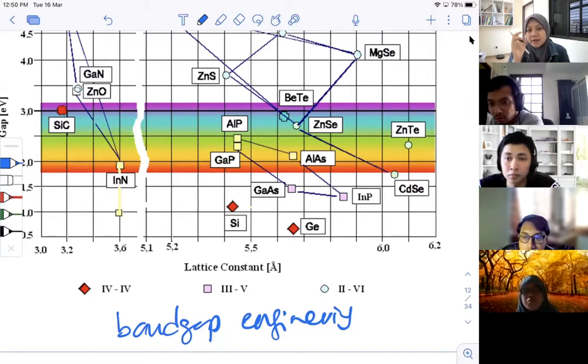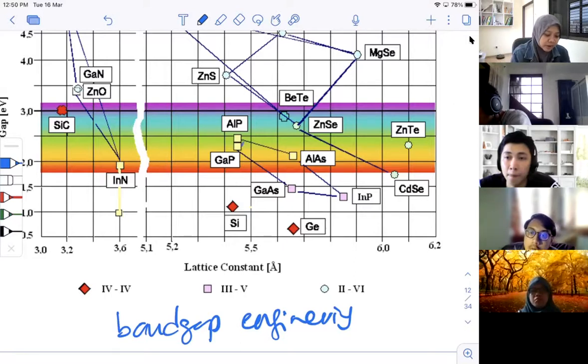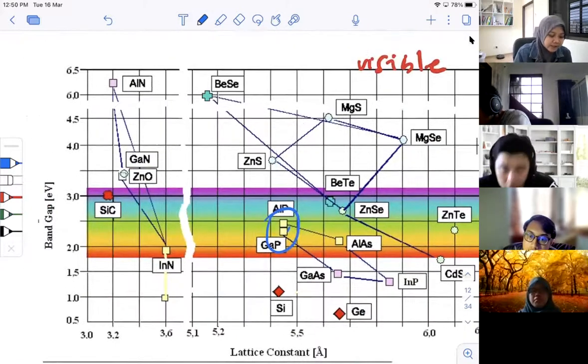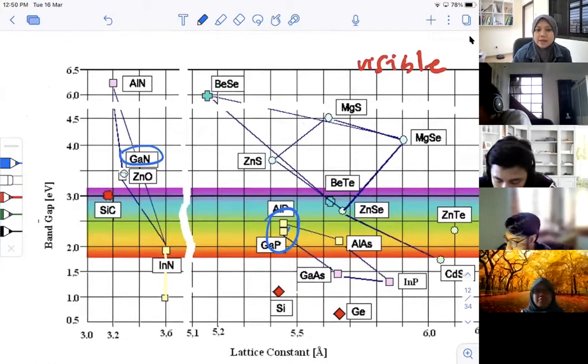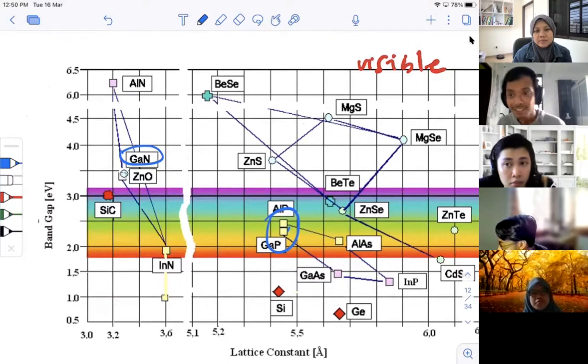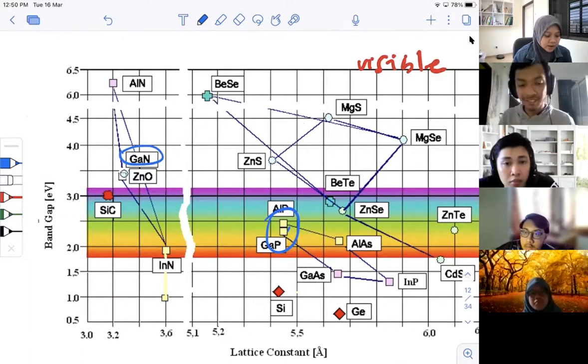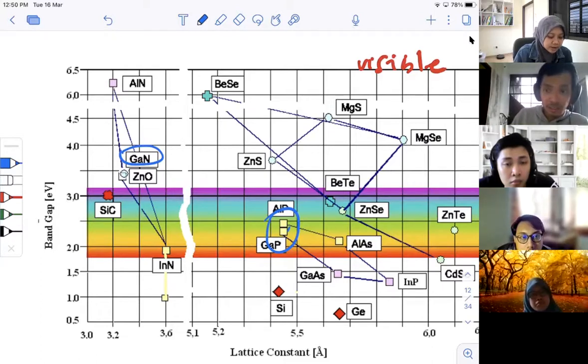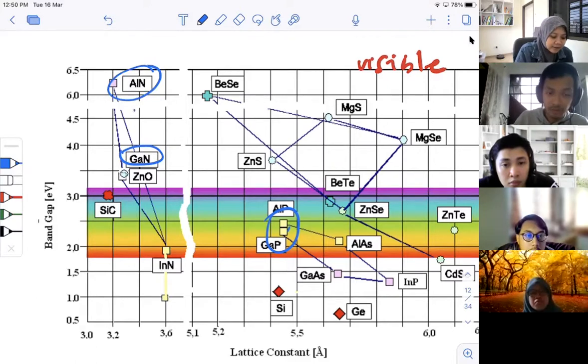But we can combine these two materials and add a bit of the percentage of gallium inside the aluminium gallium phosphide, and we can vary the band gap to be in between. So we can make another compound semiconductor. For example here, gallium nitride. Gallium nitride is a direct band gap material. It is actually giving out blue. Interesting. So this gallium nitride, you can combine with this material, aluminium nitride. This is AlN, aluminium nitride.